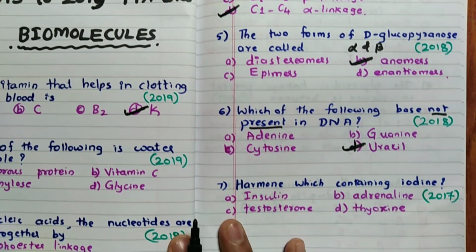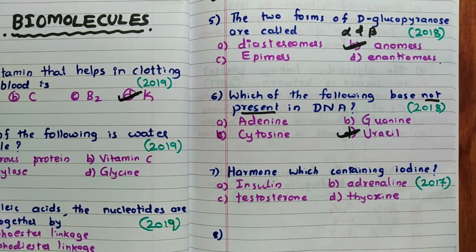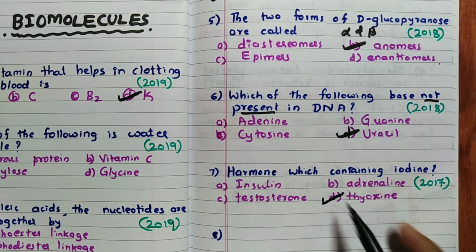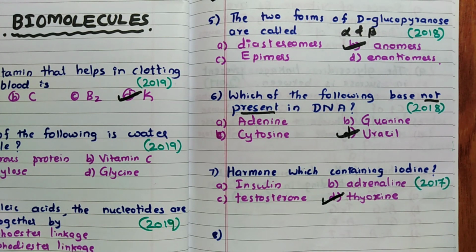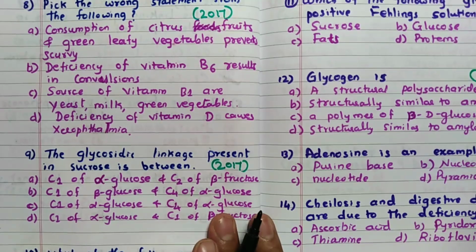Then seventh question: hormone containing iodine. I told in the hormone case, I have given the table once again. You can see the previous Biomolecules synopsis part. Thyroxine is the one which is the iodine-containing hormone. So the answer is D. Then the eighth question.